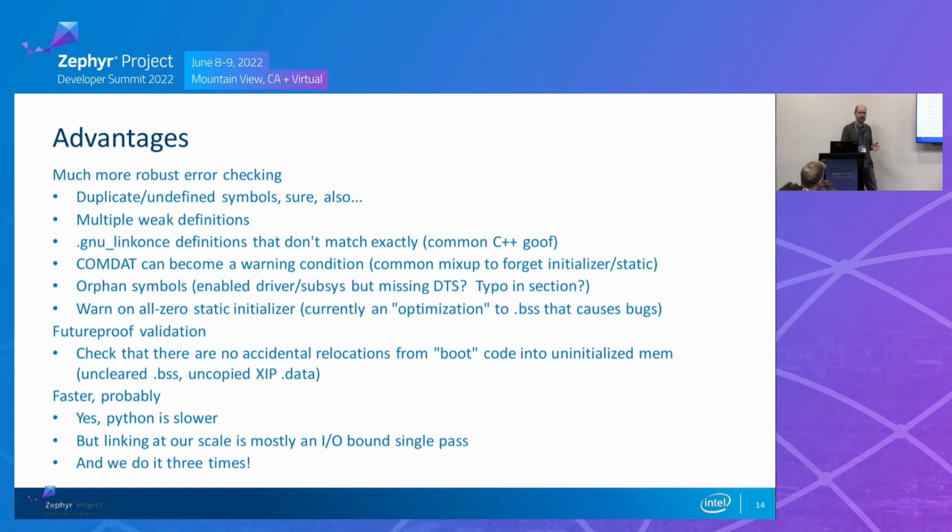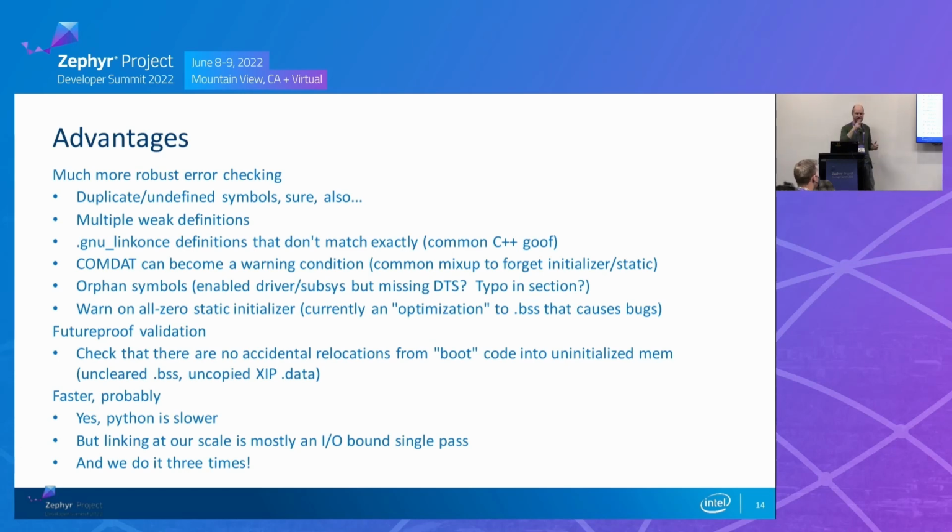Comdat, by the way, is a Microsoft term. I couldn't find any other name for this rule. Things like orphan symbols, I mentioned that earlier, just forgetting drivers, forgetting that there's a driver and subsystem that got built, but there was no DTS instantiation that told it to actually make a struct device. That's clearly a warning condition, right? I mean, clearly you shouldn't be building that driver. You probably made a mistake, right? We can totally do that.